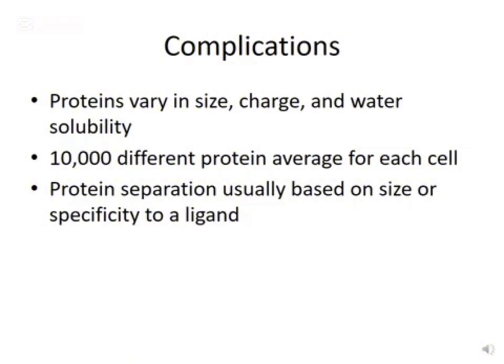I'm not saying of how many molecules there are in the cell. There are 10,000 different protein types inside the cell. Their quantity differs from one protein to the other. In addition to that, protein separation is usually based on size or a specificity to a ligand, as opposed to straightforward techniques for DNA recognition, such as PCR, for example.